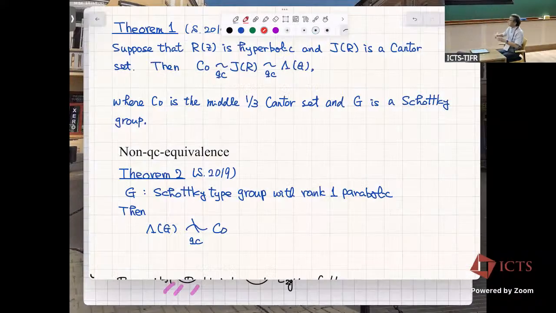So my second theorem says that if the Schottky type group has a rank 1 parabolic, then the limit set is not Cantor equivalent to the standard Cantor set. Of course, from theorem 1, this limit set is not Cantor equivalent to the limit set of a Schottky group.